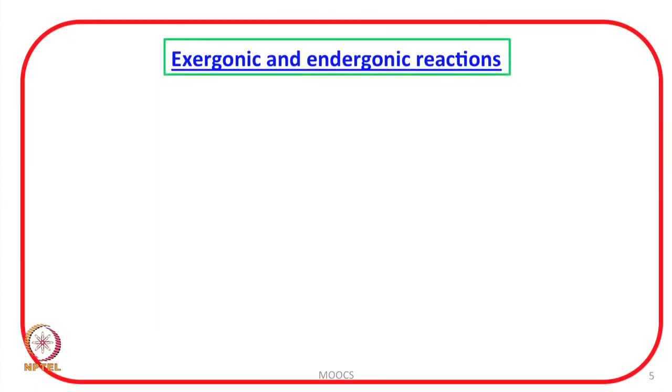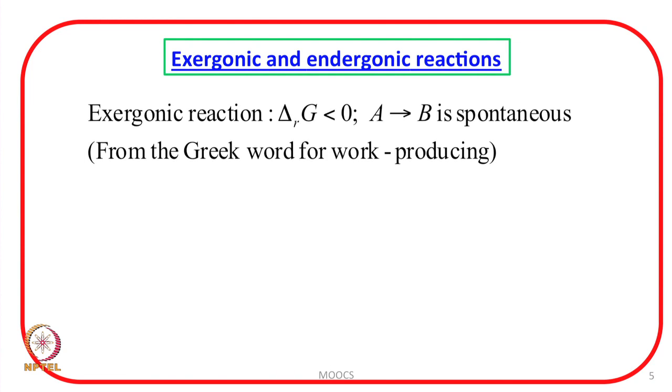Now, suppose delta R G, this slope, is negative. We have discussed that A going to B is spontaneous, and such reactions where delta R G or the slope is negative are called exergonic reactions. This name is derived from the Greek word for work producing. That means you can extract work from the system here. Delta G is negative.